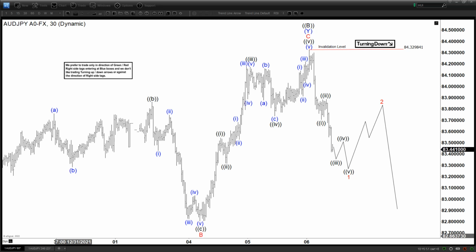And for today, we're going to be updating the chart of the Australian dollar yen. This is a 30 minutes chart here.